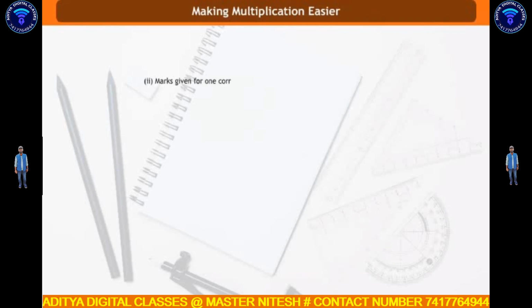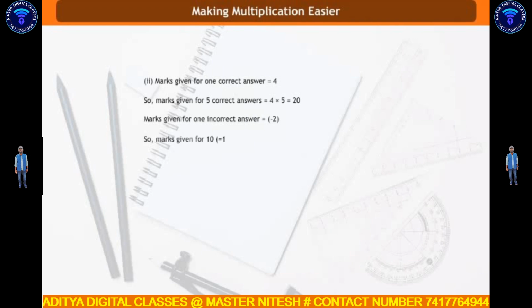Marks given for 1 correct answer is equal to 4. So marks given for 5 correct answers is equal to 4 into 5, which is 20. Marks given for 1 incorrect answer is equal to -2. So marks given for 10, that is 15 minus 5 incorrect answers, is equal to -2 into 10 is equal to -20. Therefore, her friend's total score is equal to 20 plus -20 is equal to 0.